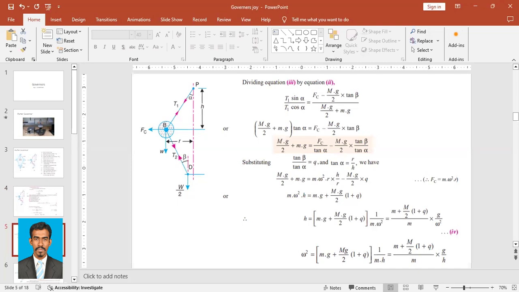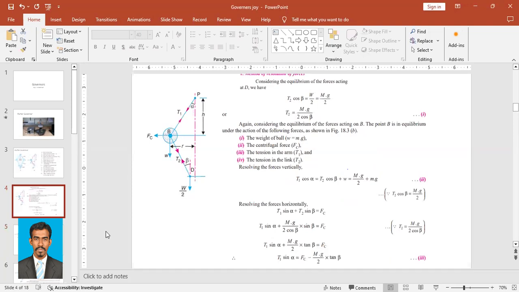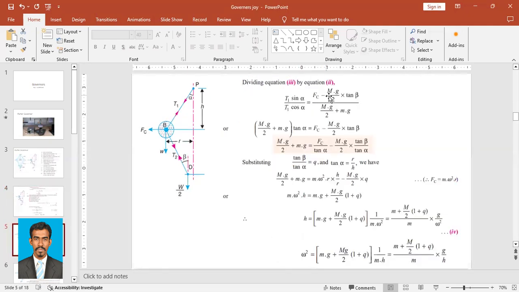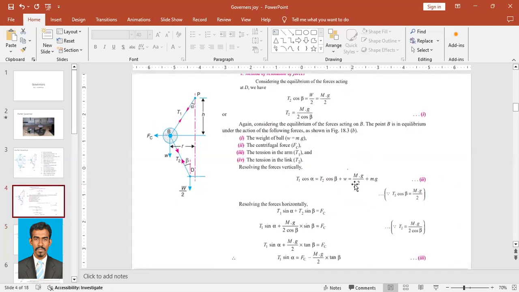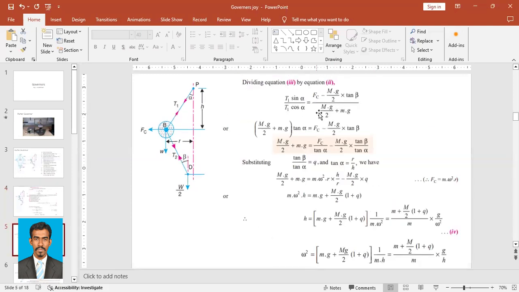So now we are going to divide one by one. So T1 sin alpha upon T1 cos alpha on one side is equal to Fc minus capital Mg by 2 tan beta upon capital Mg by 2 plus small mg, okay? So we'll solve it, right? The rest of it is mathematical.